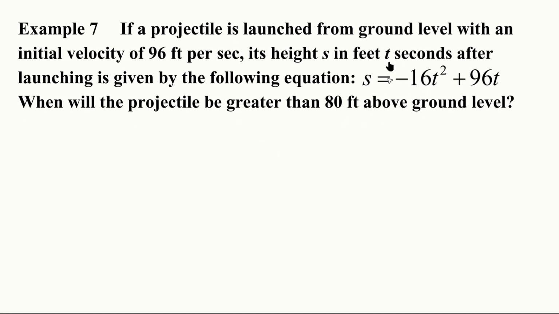Now, this expression does give you the height. So we basically want to know when this expression is going to be greater than what? 80. Remember, that's strictly greater than. So we have negative 16t squared plus 96t, and we want to know when that's going to be greater than 80. All right, let's move everything to one side.